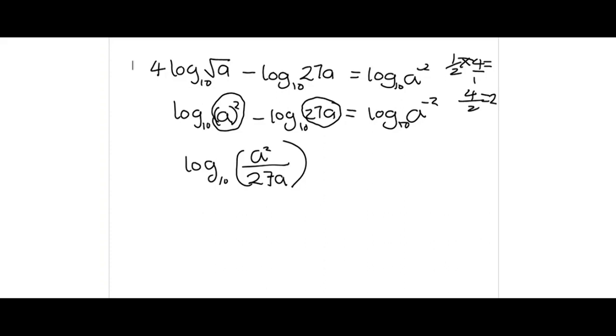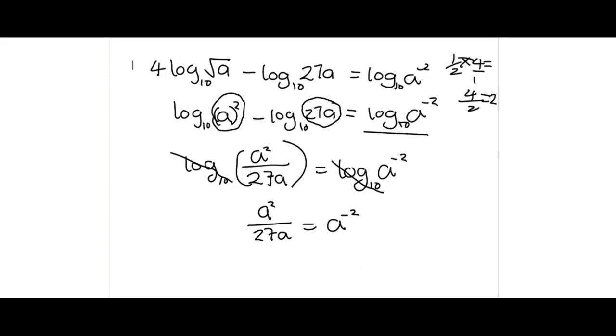Alright. And then I can now write this other side of the equation. That's log a raised to the power of minus 2 in base 10. Since they are all in base 10, log in base 10, they'll cancel out, and I'm left with a square all over 27a equal to a raised to the power of minus 2.